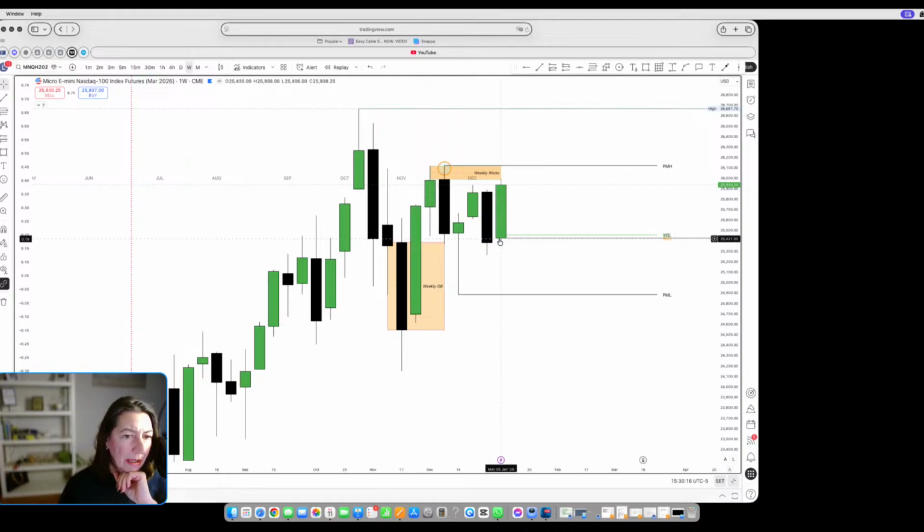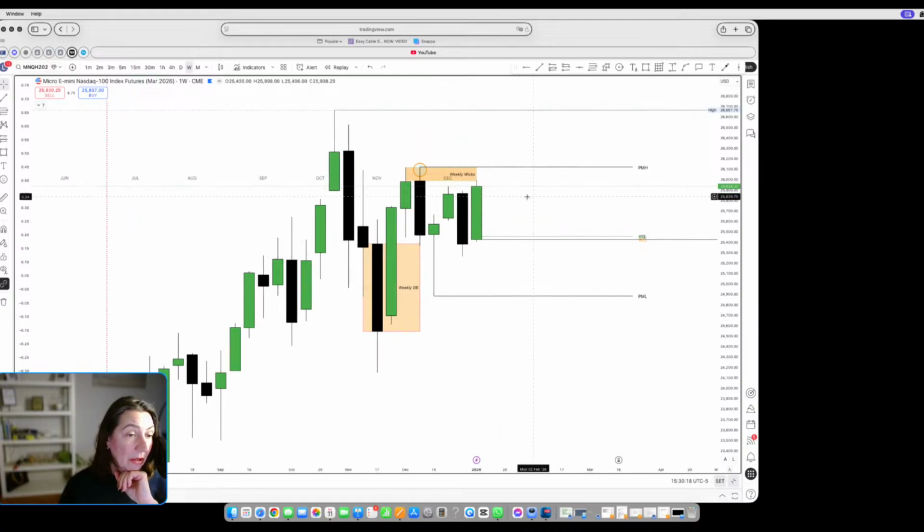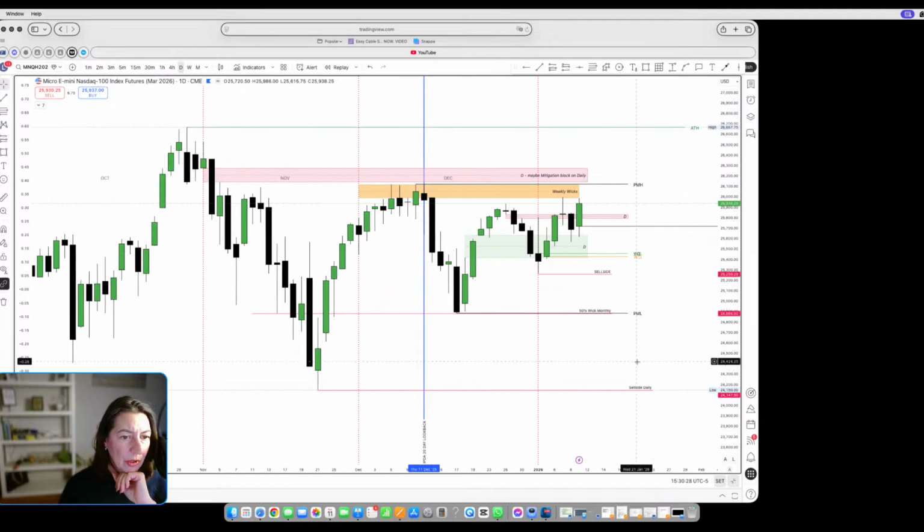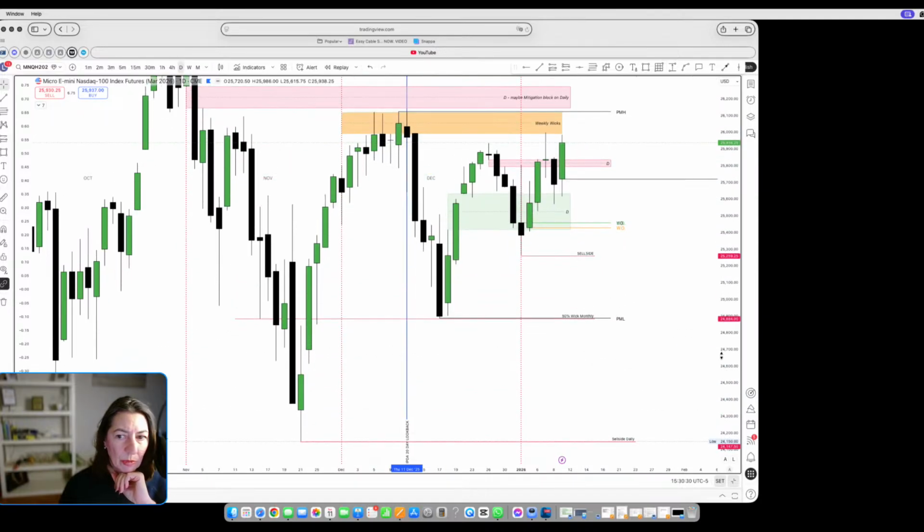But primarily we are bullish this week, and so let's see from this area here up into these all-time highs if we can get to. Next, let's move to the daily, get a little bit more detail.